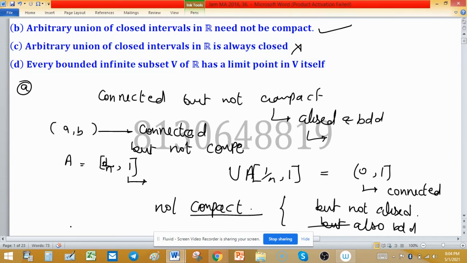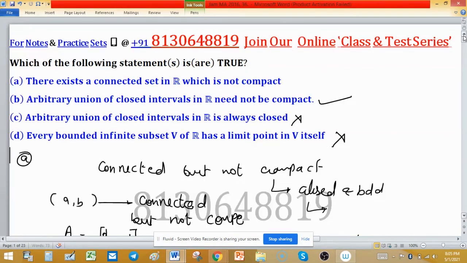So, a bounded and infinite subset of R. Consider the open interval (a, b). It is bounded, yes, and infinite. But the limit points a and b do not belong to the open interval. Option D is saying every bounded infinite subset V of R has a limit point in V. So if this is V, the limit points are not in V. So this statement is again false. So the correct statements are A and B.